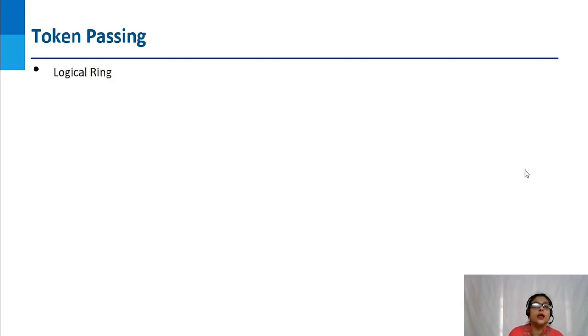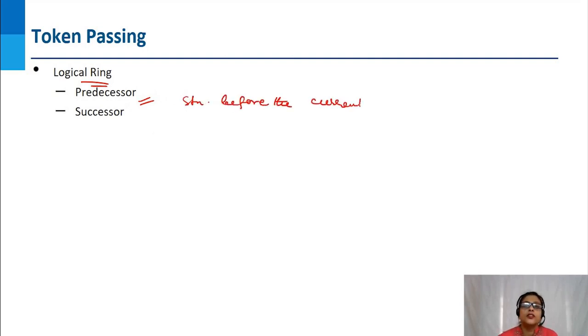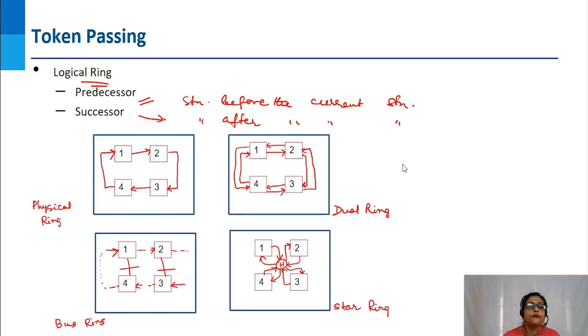In token passing, a logical ring will be prepared and there is a predecessor and a successor. The predecessor is the station which is before the current station and the successor is the station which is after the current station. Now there can be 4 different types of rings. One is called the physical ring, the second one is a dual ring, the third one is the bus type of ring and the fourth one is the star ring.